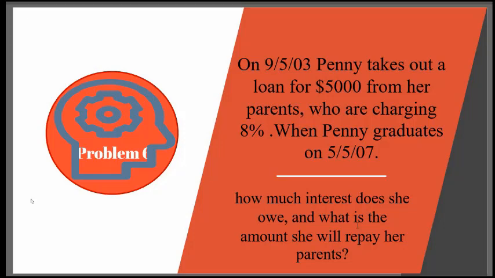On May 9, 2003, Vinnie takes out a loan for $5,000 from her parents, who are charging 8%. When Vinnie graduates on May 5, 2007, how much interest does she owe? And what is the amount she will repay her parents?